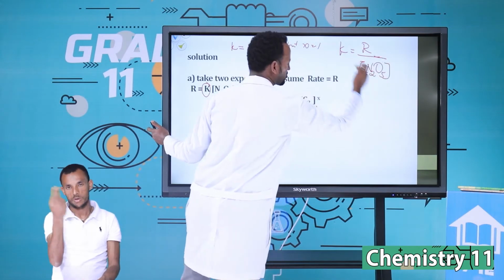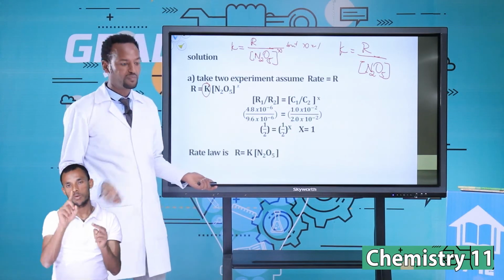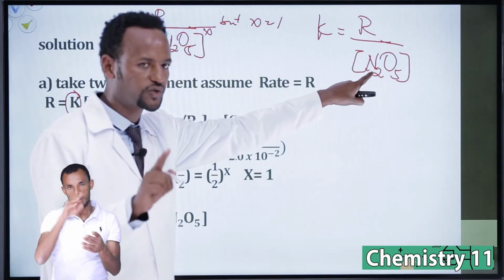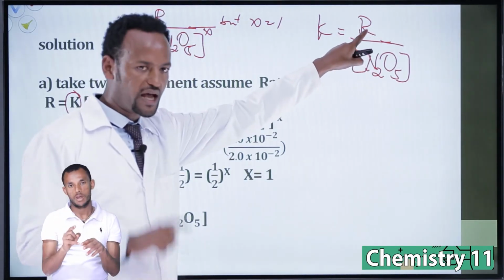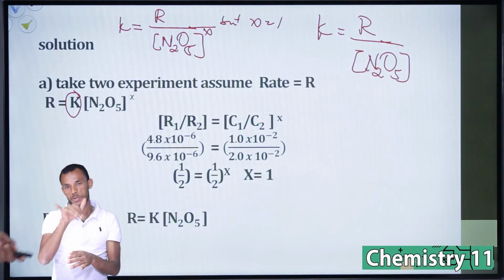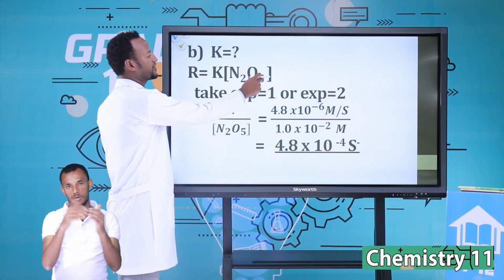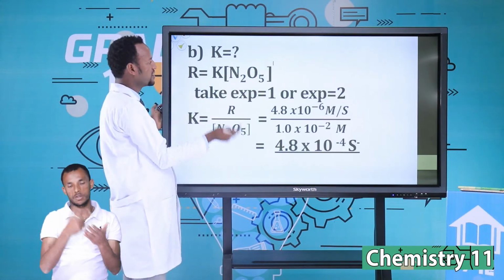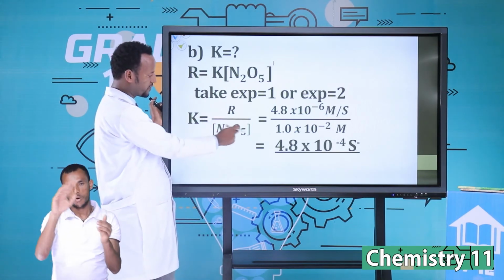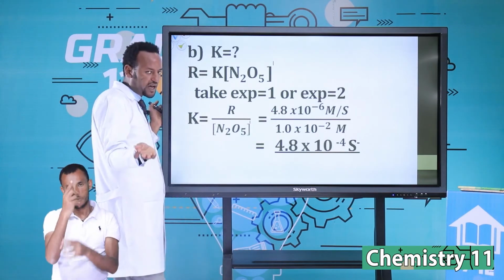By using this formula, determine K. Which rate? Rate 1 or rate 2 is possible. But if rate 1 is used, this one must be concentration 1. If rate 2 is used, this one is concentration 2. But the value is the same. Look, K is equal to how much? R is equal to K times N2O5. You know, this is first order. By using this equation, by rearrangement, K is equal to R over N2O5 to the power of already 1. Let's take experiment 1. Experiment 2 again is possible.